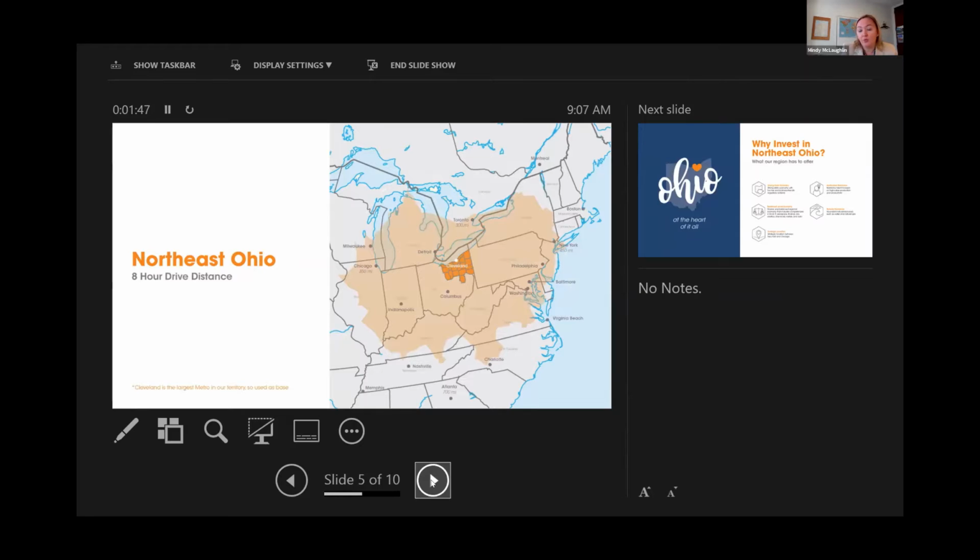If we look at where an operation in Northeast Ohio can really reach, the shaded area will show you that it can really help a company with an investment here penetrate the Canadian market, the East Coast, the industrial Midwest, and part of the southern part of the US. So certainly we would say that we're in a strategic location.